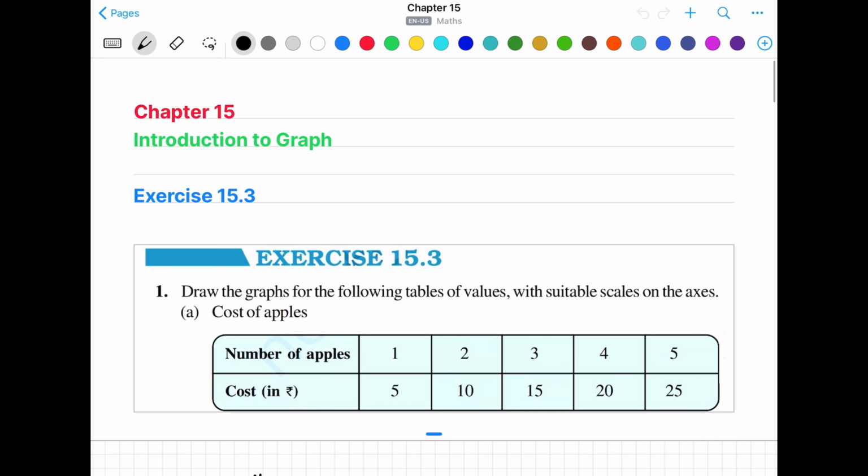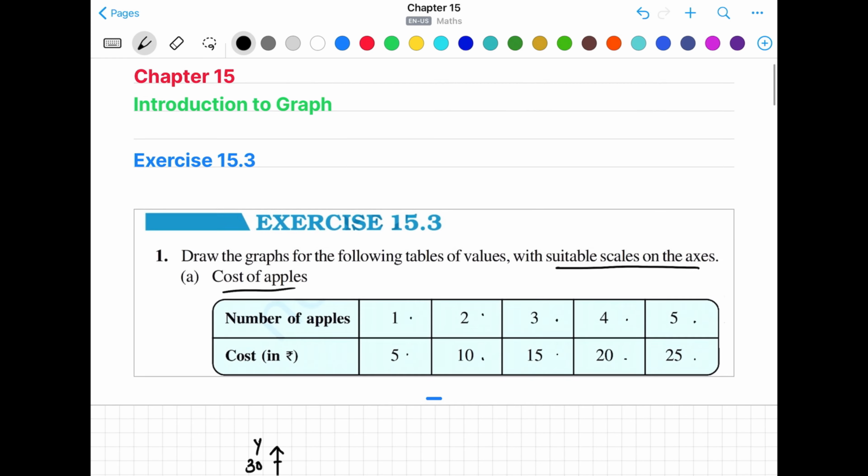Here question number 1 is, draw the graph for the following tables of values with a suitable scale on the axis. We have to draw the graph of the values given in this table using a suitable scale on the axis. The table gives the cost of apples: 1 apple costs 5 rupees, 2 apples cost 10 rupees, 3 apples cost 15 rupees, 4 apples cost 20, and 5 apples cost 25 rupees. Now we have to represent this data on the graph paper.